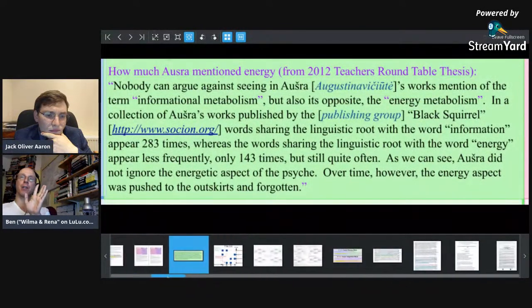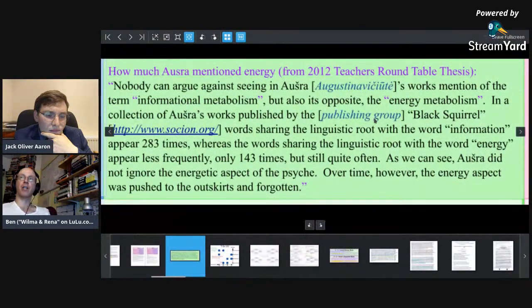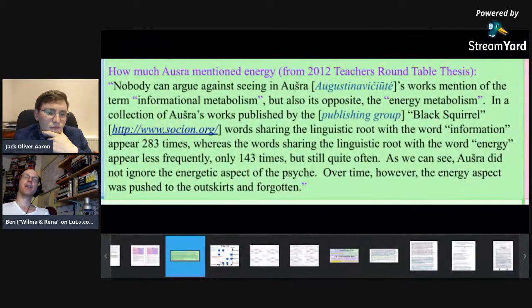Right, I'm just going to mention a little bit about what Ausra said about energy, and then we'll get on to the experiment stuff, which is this slide here. So this is the thing where Ausra mentioned energy quite a lot.